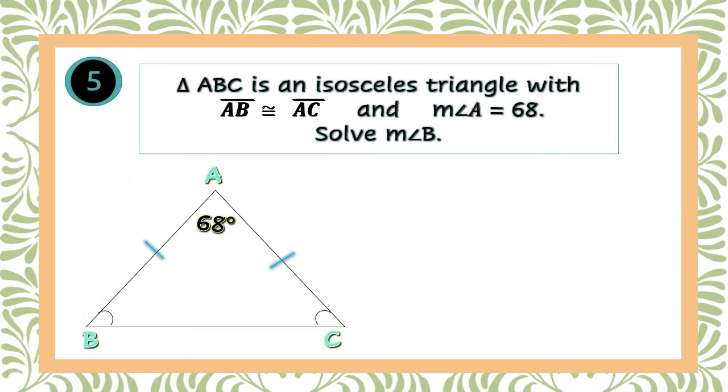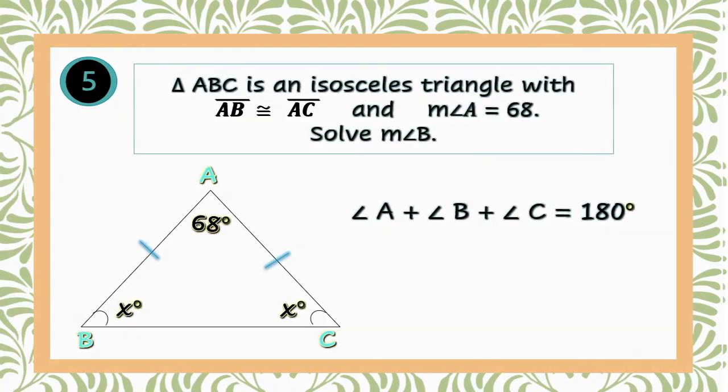For our last example, we have triangle ABC, an isosceles triangle with side AB congruent to side AC, and the measurement of angle A is 68. Now, let us solve for the measurement of angle B. Since the sum of the interior angles of a triangle is equal to 180, we have angle A plus angle B plus angle C is equal to 180.